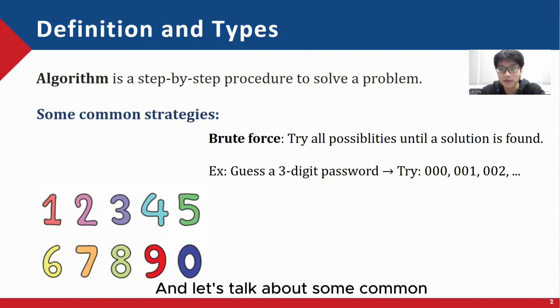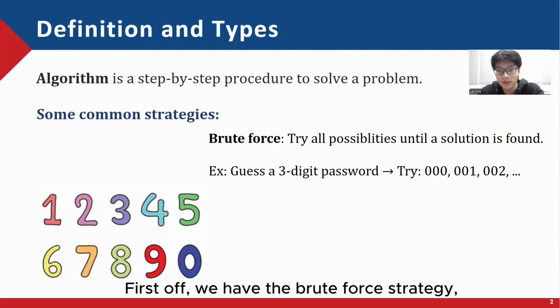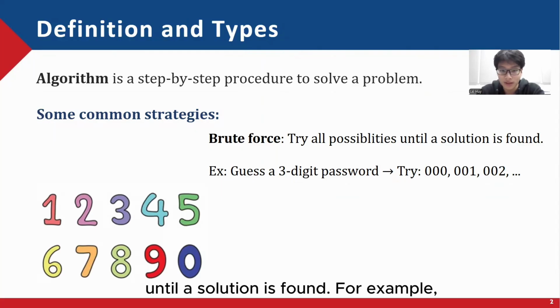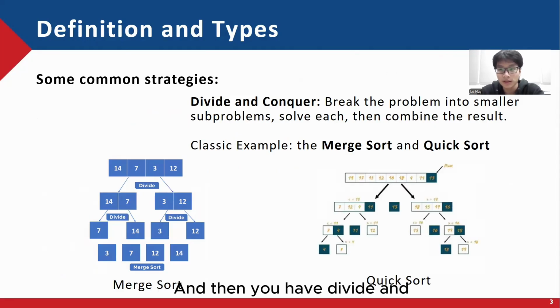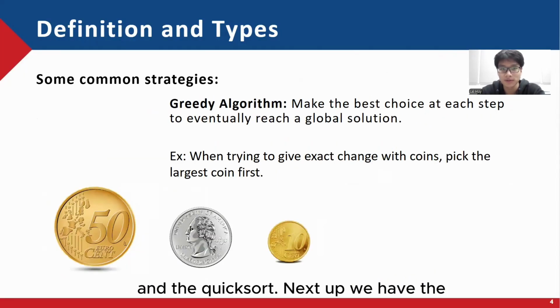Let's talk about some common strategies used to create algorithms. First off, we have the brute force strategy, which means trying all possibilities until a solution is found. For example, if you're guessing a three-digit password, you can try 000, 001, 002, until the solution is found. Then you have divide and conquer, which means breaking the problem into smaller subproblems, solving each, and then combining the results. Classic examples for this would be merge sort and quick sort.